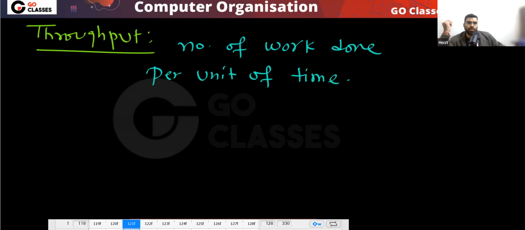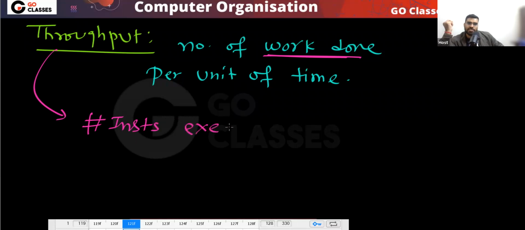Whatever field you take, computer network, operating system, throughput simply means how much work you have done per unit of time. So here, throughput will be the number of instructions executed per unit of time. In one unit of time, how many instructions are you executing?